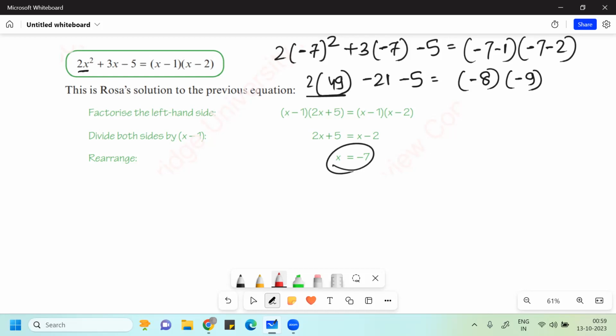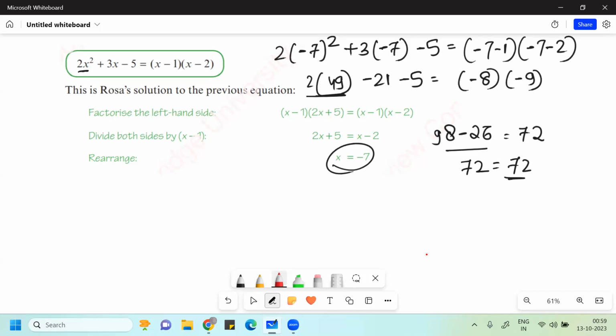So if I solve this, this would be 98 minus 26, right? Yeah, 21 plus 5 is 26. So this is 72. So here I'm getting 72 equal to 72. So here my LHS is equal to RHS. So -7 is correct according to this problem.